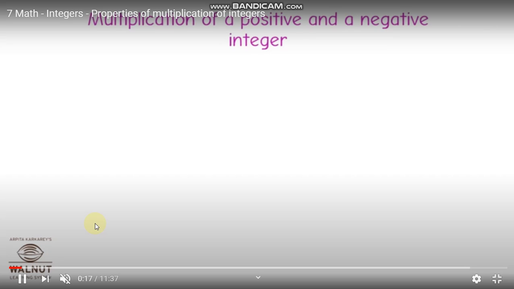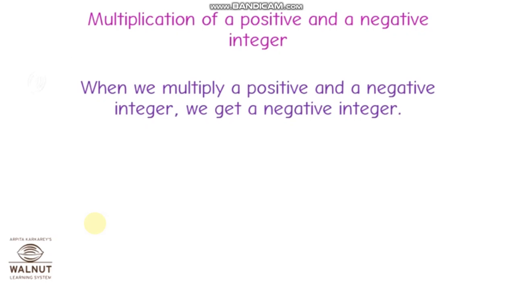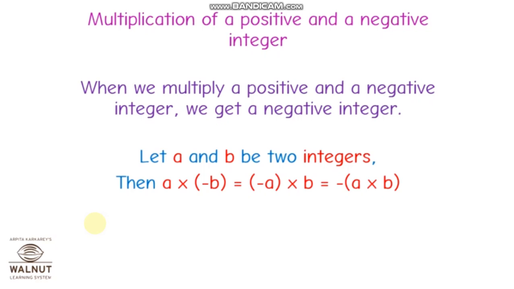Multiplication of a positive and a negative integer. When we multiply a positive and a negative integer, we get a negative integer. For example, let a and b be two integers. That means a into minus b, or minus a into b, both are equal to minus of a into b.